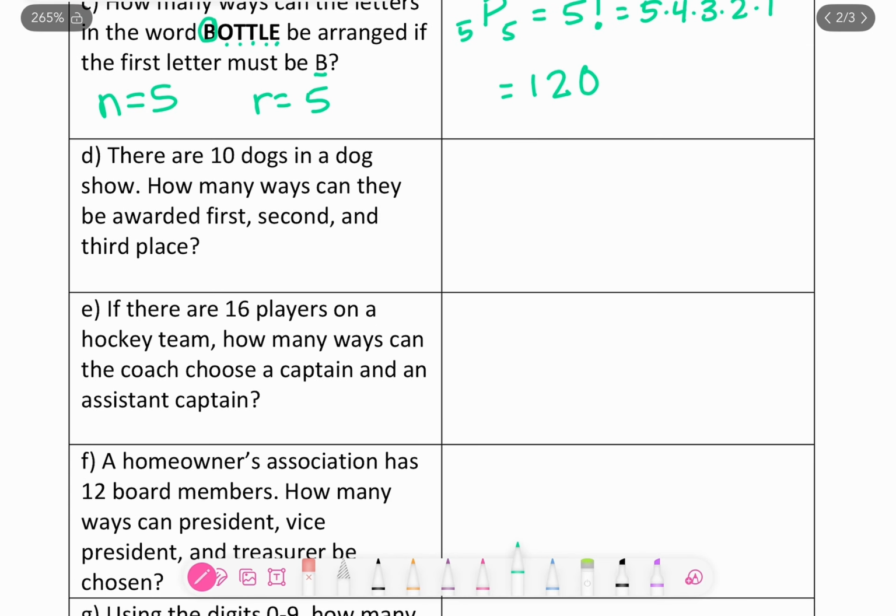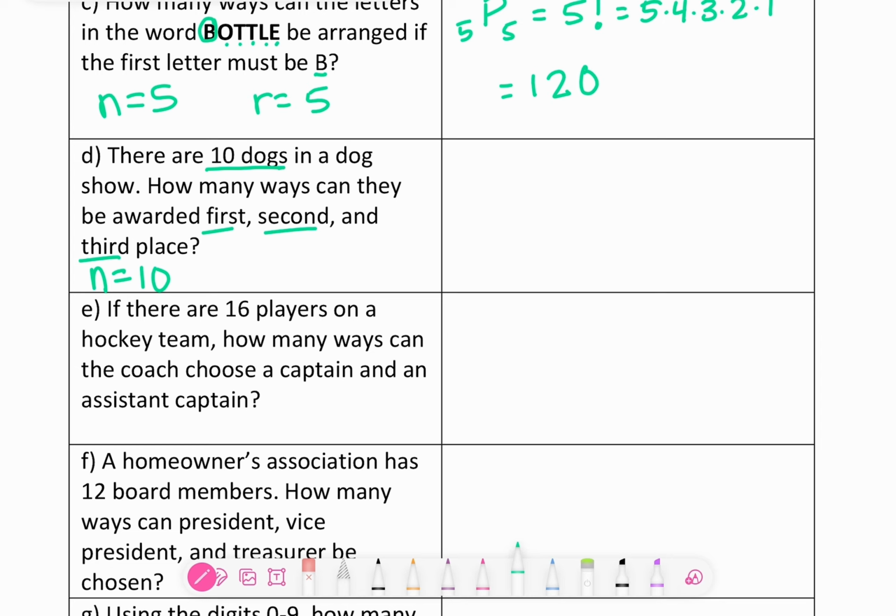There are 10 dogs in a dog show. How many ways can they be awarded first, second, and third place? Perfect. So there's 10 dogs in a dog show. That's the total. That's N. N is 10. How many ways can they be awarded first, second, and third place? The order of those matters, right? First place is different than second place, which is different than third place. It's not like saying we just have 3 dogs that are the winners, and they're all equal. No, there's a different level to each of those.